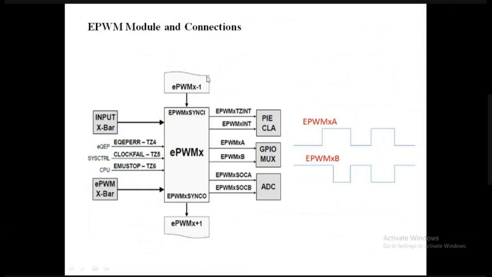Then you have certain buttons here like sync in and sync out that you can connect one to the previous one, and you can connect its output to the other one. Like you can see here x minus 1, x plus 1. It means if you are at EPWM 2, this will be EPWM 1 and the lower version will be EPWM 3. So EPWM 1, 2, 3 will be connected together with this sync in and sync out option. So sync in and sync out is basically to synchronize all the EPWM modules together.